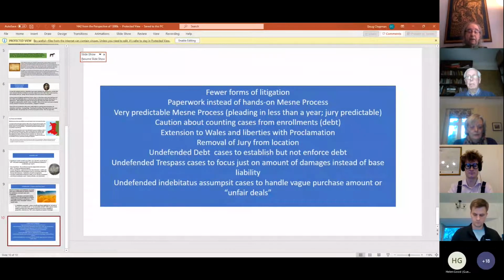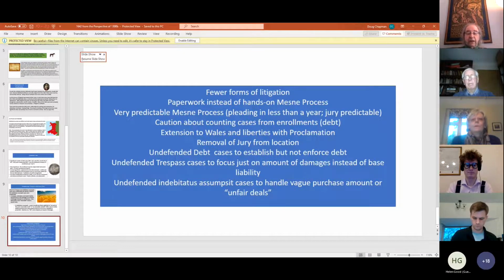Caution about, which has been a sub-theme here, the difficulties of counting cases from enrollments, to the extent that it may not really be plausible to count cases, or at least it would be very, very labor intensive. The extension of the common law at Westminster to Wales and liberties like Cheshire, Durham, Lancashire, by use of the proclamation. The proclamation is a really important development of the law here. Removal of the jury from the location in which the event occurred by laying a false venue. That goes back to the middle of the 15th century, but it just expands and has proliferated by 1642.